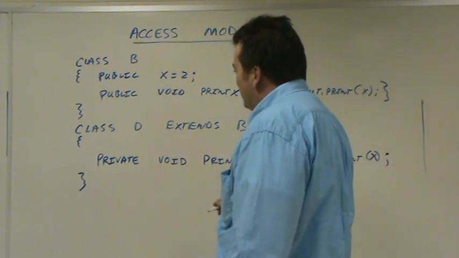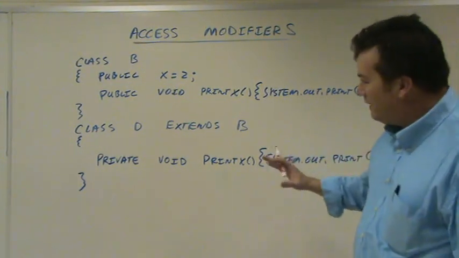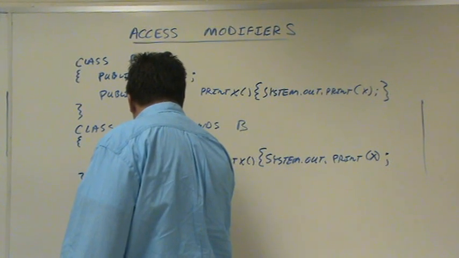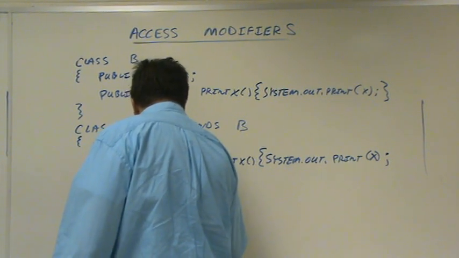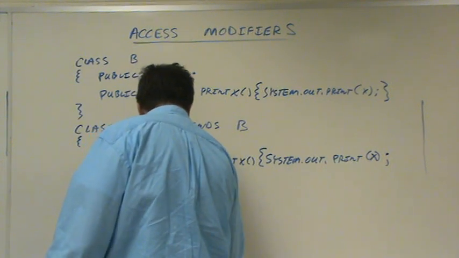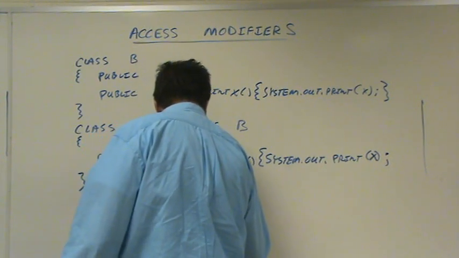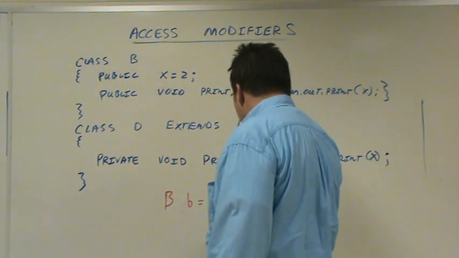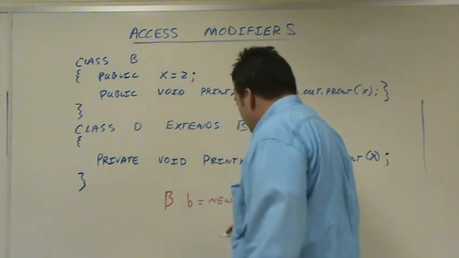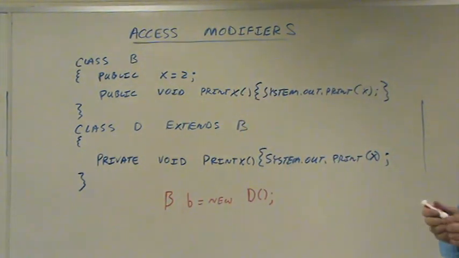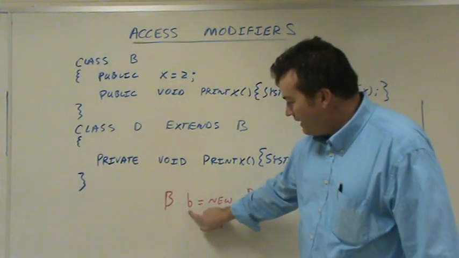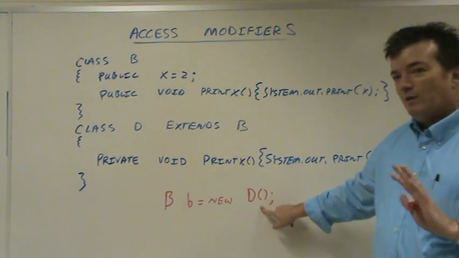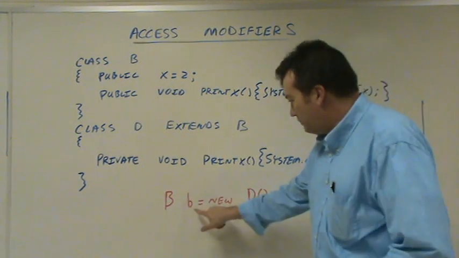Well, what if we did this? What if we created an object? Now remember, we have a base class and a derived class. We can have an object of type B, little b equals new D. Remember, this type mismatch is allowed. We can have a reference of a base type refer to an object that is of the derived type. That's allowed. Now we can't call derived methods because the base doesn't know about them.